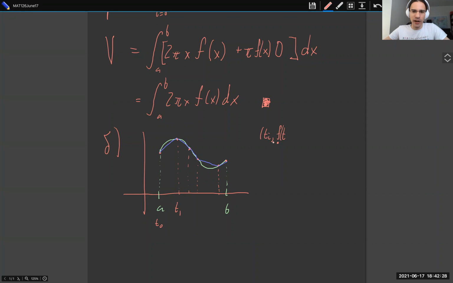Well, okay, I'm not happy with that because I was going to draw it below the point. T sub I, comma f of t sub I. And then I have another point right here, and that point is t sub I plus 1, f of t sub I plus 1. And I've drawn a segment between them. What is the length of this segment?